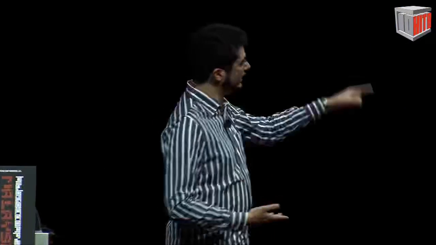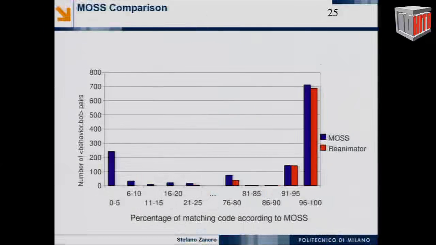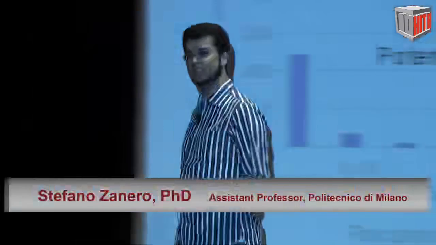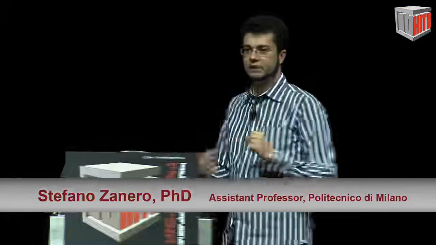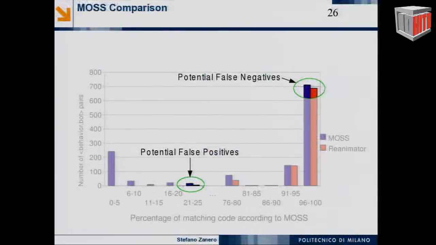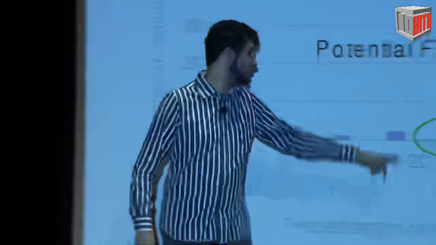This means that they do not match according to MOSS, and we do not expect Reanimator to show that they match. So if you understood my way of representing data, the difference between this column and this column are the potential false negatives of Reanimator, because MOSS says that there's more matching code than Reanimator would say. And these are the potential false positives, because MOSS says there's like a 20% match, and Reanimator says, but there's a match of my fingerprint.